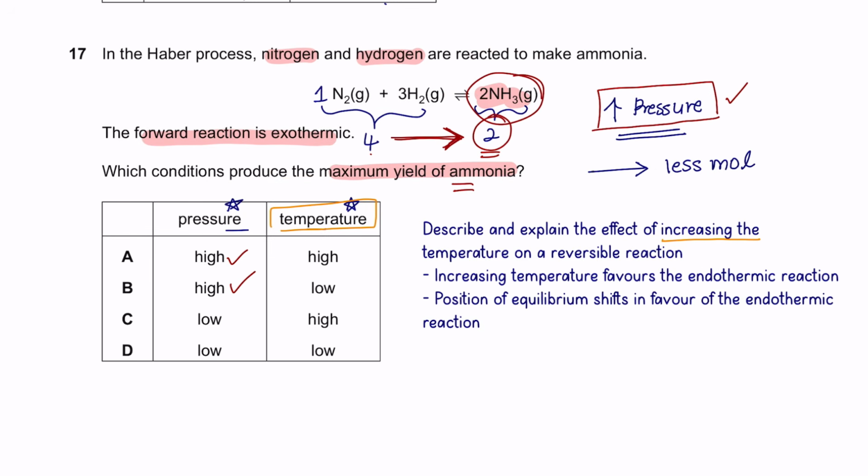Now, when increasing the temperature in a reversible reaction, it will always favor the endothermic reaction. And in this scenario, the endothermic reaction is the backward reaction because the forward reaction is exothermic. So if we increase the temperature, it's going to favor the backward reaction, causing more reactants. We want the equilibrium to shift to the right because ammonia is our product. That means that we have to decrease the temperature. So the answer is B.